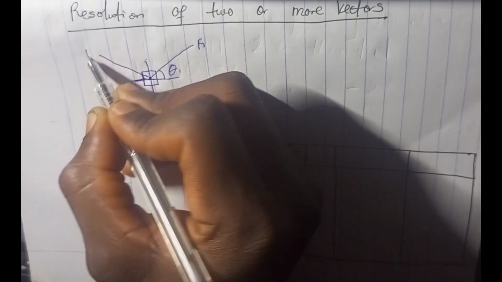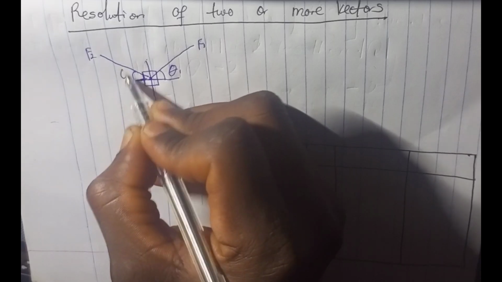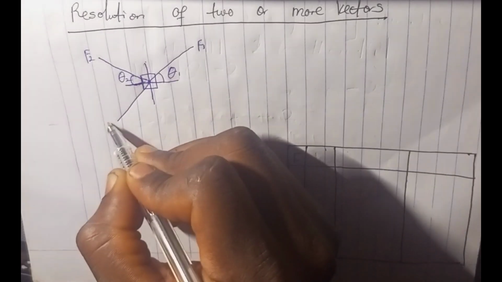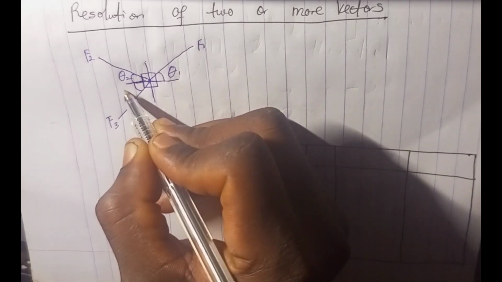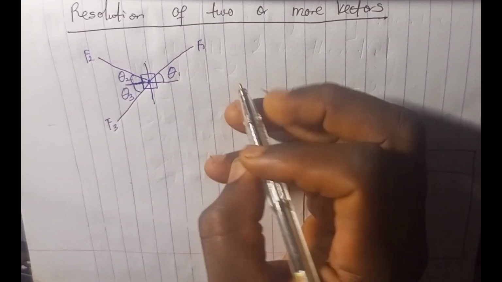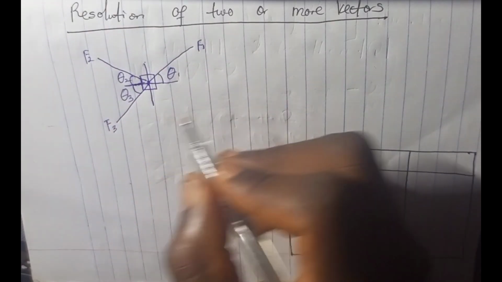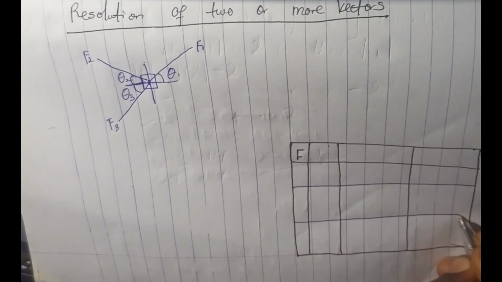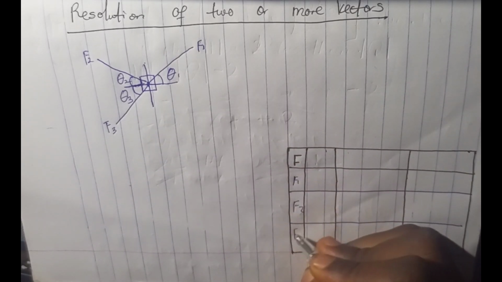And let's say this is the second force that is affecting it, and it is inclined to the horizontal at an angle of theta 2. And this is the third force that is affecting it, and it is also inclined to the horizontal at an angle of theta 3. Now they'll ask you, what is the resultant force acting on this system? We have the forces affecting this system: force 1, force 2, and force 3.